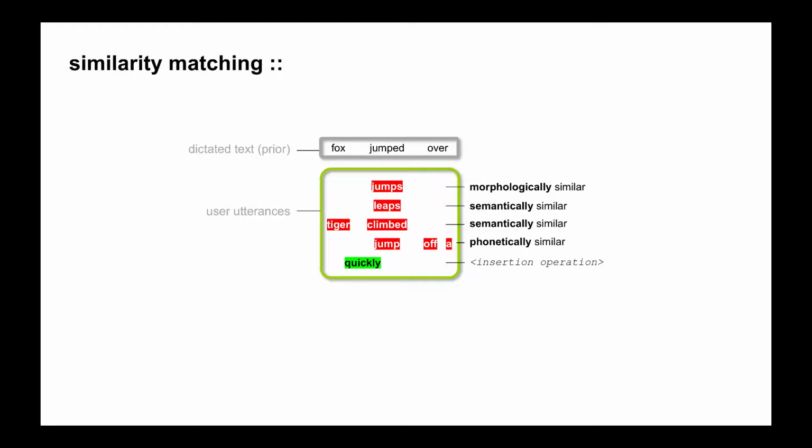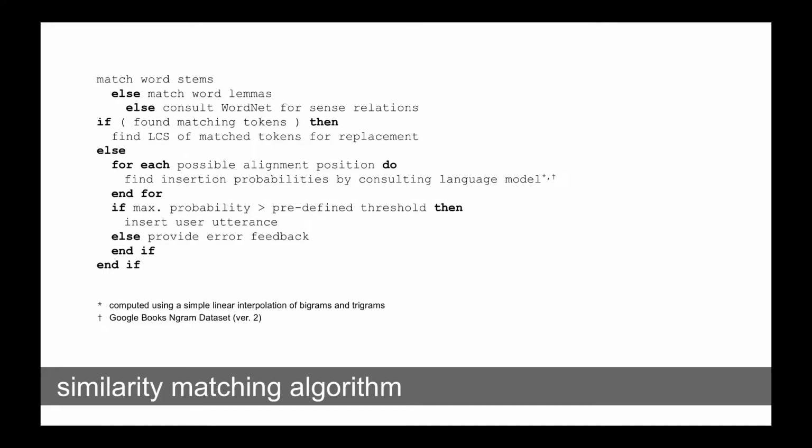Or maybe the user says something that is meant as an insertion, so there's no similar element in the user utterance. For computing similarity between the tokens of the user utterance and the incorrect text, we checked if the tokens share the same word stems or lemmas or the same sense relations. The matching tokens from the user utterance were then used to replace their matching counterparts in the incorrect text. And then to determine where the non-matching token should be inserted, the computation was done by consulting a language model.